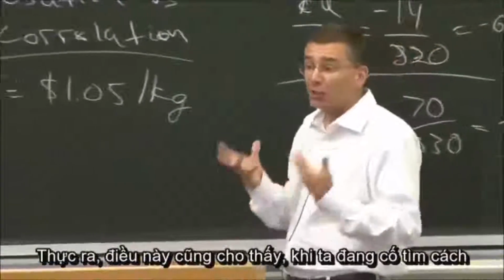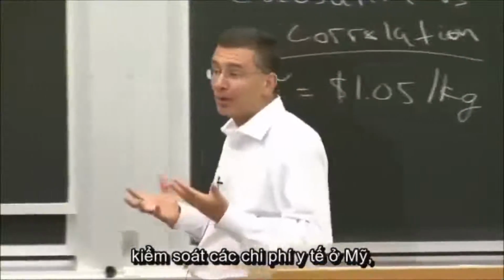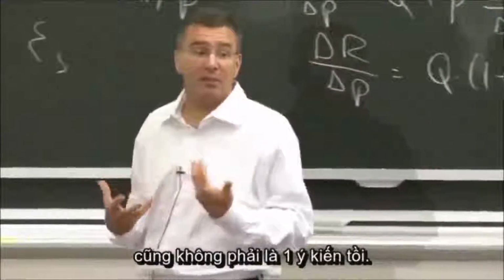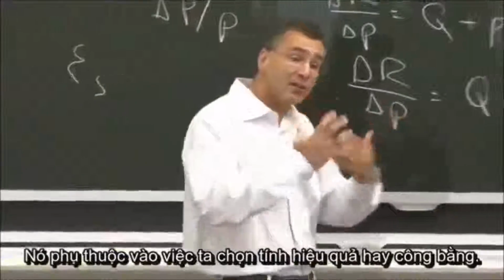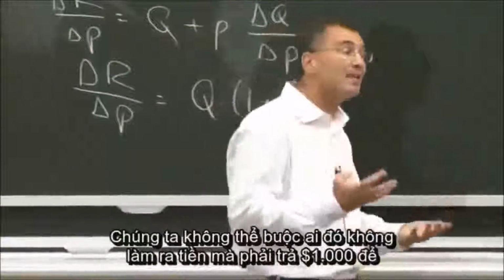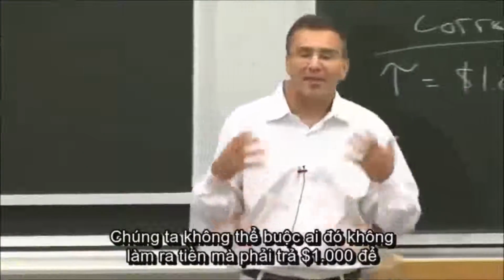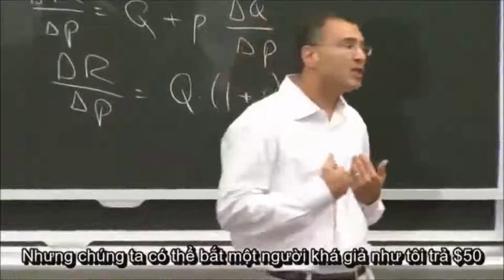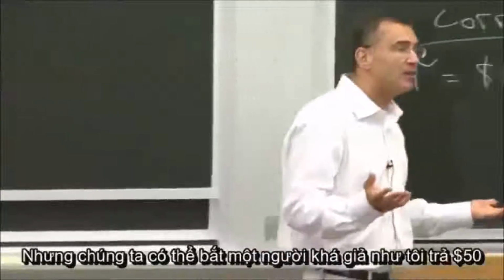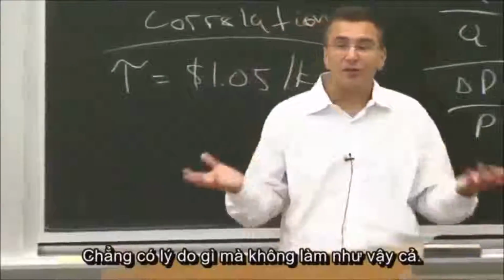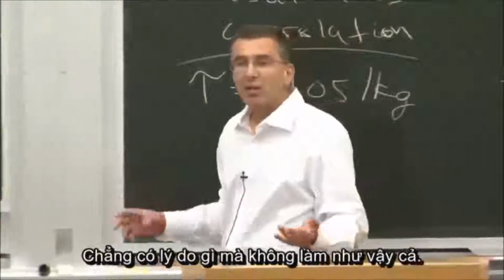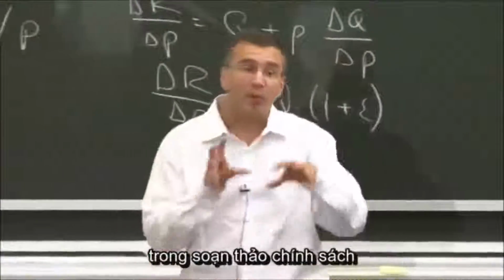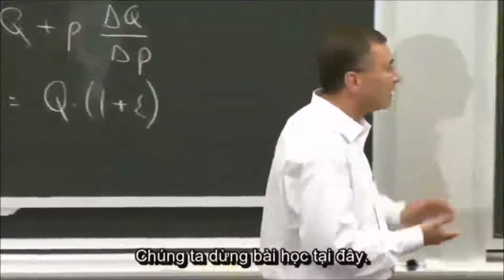Which suggests that actually, as we try to think about getting our health care costs under control in America, making people pay something to go to the doctor is not a crazy thing to be thinking about. How much? Well, that depends on efficiency versus equity. We can't make someone who has no income pay $1,000 to go to the doctor. That clearly is a mistake. But we can take a rich guy like me and make me pay $50 to go to the doctor. There's no reason not to do that. Okay? So basically, that's a lesson of how we can use elasticity of demand to help inform the kind of policies we need to make. Okay, let me stop there.